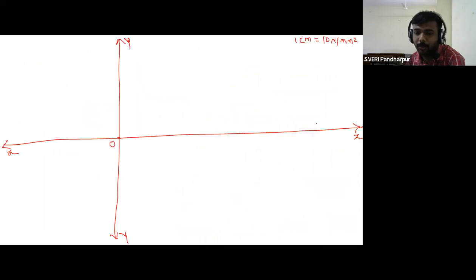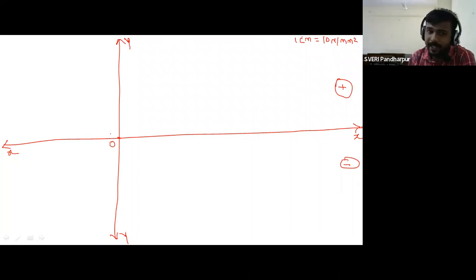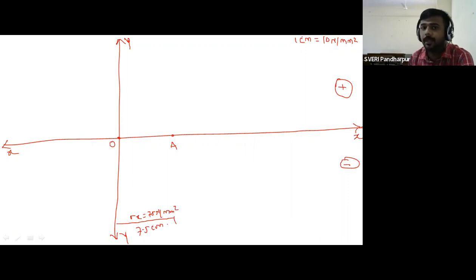Which region is positive, which region is negative. So this is positive region, this is negative region. So first of all represent point A. What is point A? Sigma x. So from origin point it is tensile, so here it is coming 7.5 centimeter, correct? This is point A. So sigma x is equal to 75 Newton per mm square, which is equal to 7.5 centimeter. Correct? Then from point O, again you have to represent the sigma y.